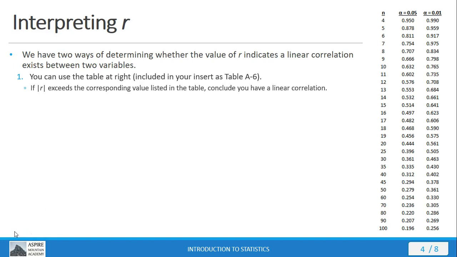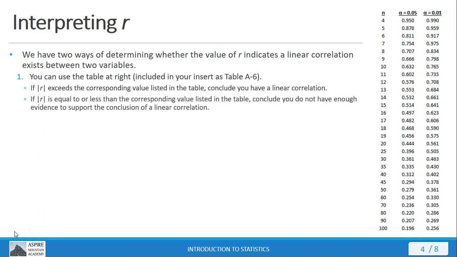If you are over that value, then you cleared the bar and you can conclude you have linear correlation. If you are equal to the bar, so you run smack dab into it, or you're not quite high enough, so you go underneath the bar, then that means you don't have enough support for linear correlation.